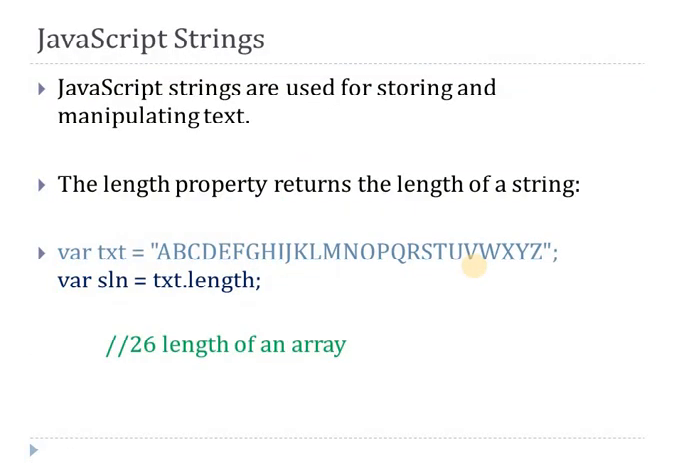After that, JavaScript strings, which are used for storing and manipulating text. One property you have probably commonly used is the length property, which returns the length of a particular string. For example, if I declare one string A B C D E F G up to Z, and I call the property txt.length, then it will return 26, that is the length of this particular string. By mistake it is written array, it is actually string.